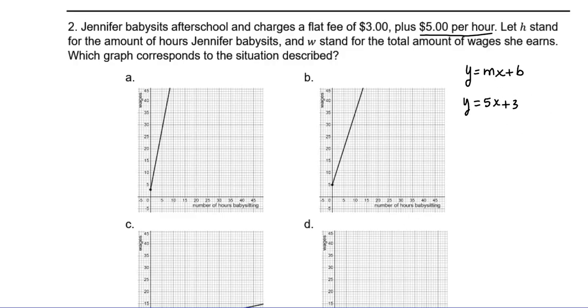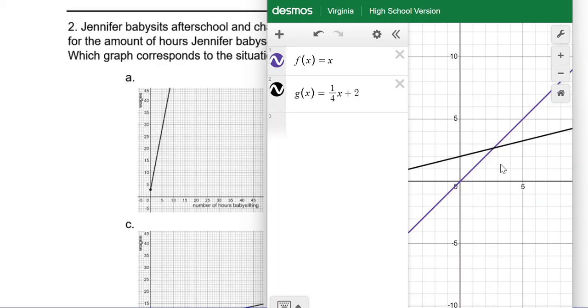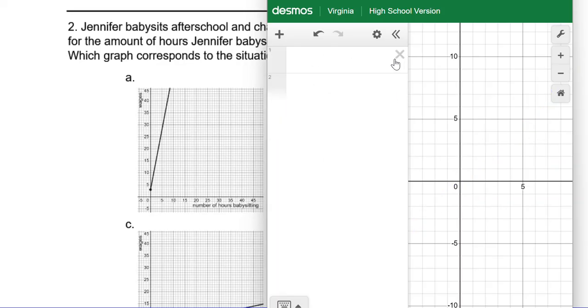So when I want to find the graph, let me go ahead and graph it in Desmos, but notice that the window is different. The window that I'm seeing here is not the same as the window that I have here.